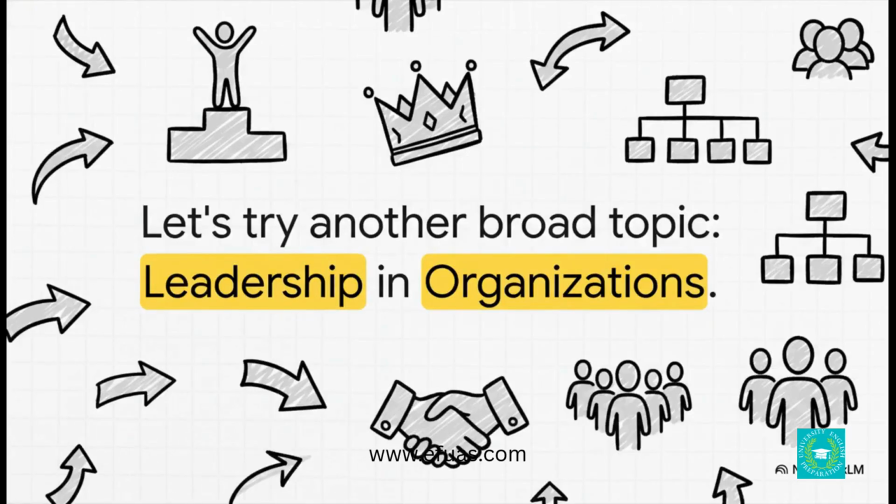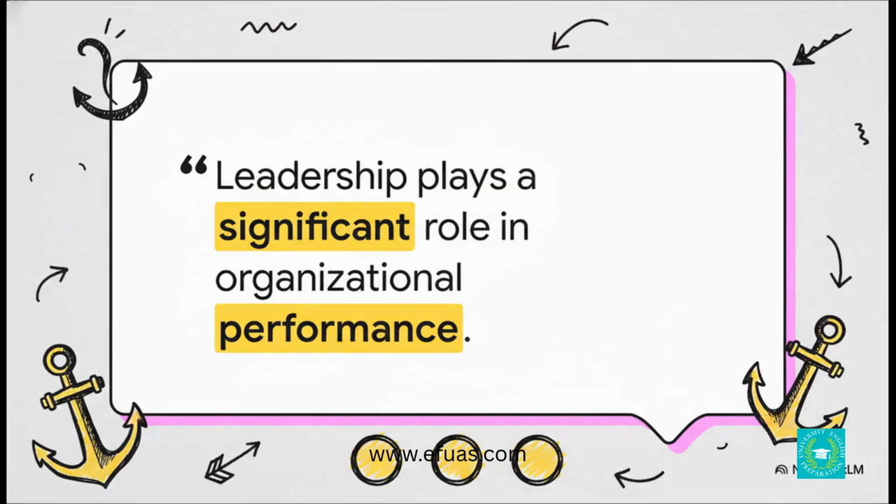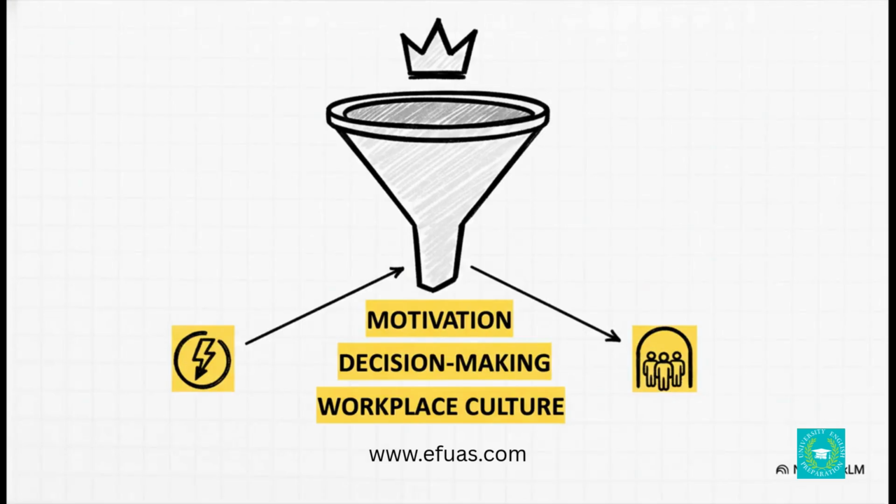All right, let's try another one, just to make sure the pattern sticks. This time, our topic is leadership in organizations, another really broad field. So once again, we start with a simple, factual, and broad opening line. This is our anchor. And here's the narrowing step. We funnel down by getting specific with three key areas: employee motivation, decision-making processes, and workplace culture. Now the scope of the essay is suddenly clear and much more manageable.